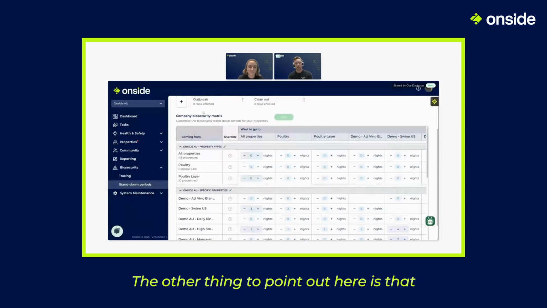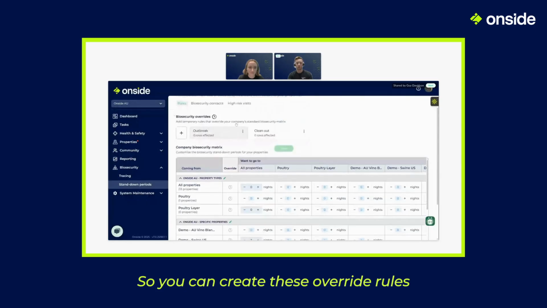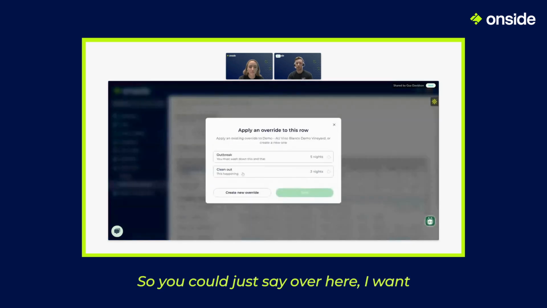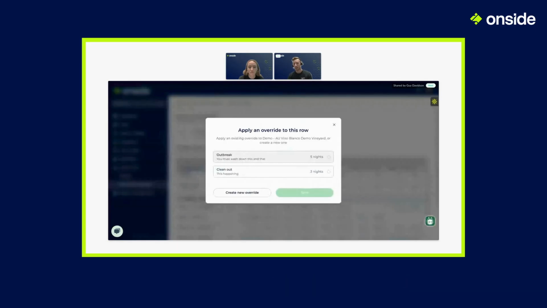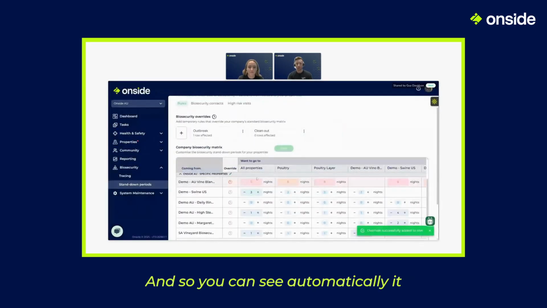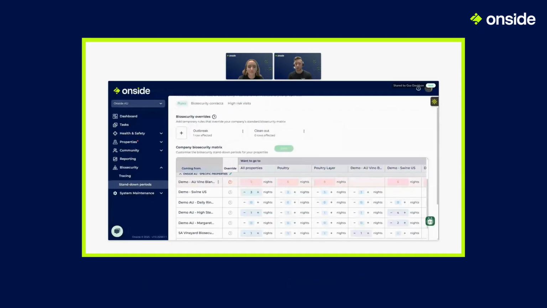The other thing to point out here is that you can set override rules. You can create these override rules for a specific disease, for example, ILT, avian influenza, African swine fever, foot and mouth disease, whatever it may be. You could have these override rules ready to go so that if you do detect a certain pest or disease on a property, you can just straight away apply it. So you could just say over here, I want to add an override rule for this outbreak, outbreak XYZ, which is going to now override to 5 nights versus what was in there, which was 1 night or something like that. And so you can see it automatically overrides this line and puts that more heightened number of nights in there that need to be observed.